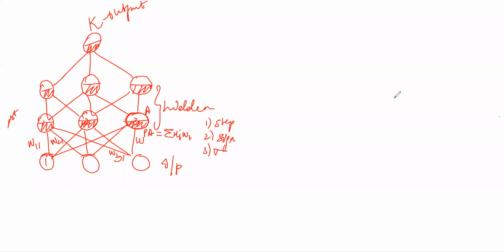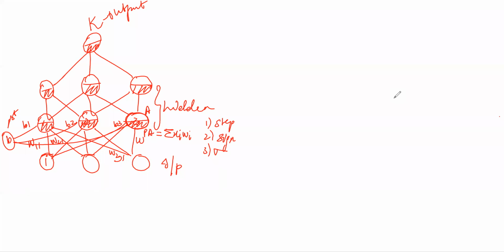But from here, there is something which we again have to look at. There is a bias that has been connected to each and every hidden neuron. A bias. So I'll consider this as B1, B2, and B3.